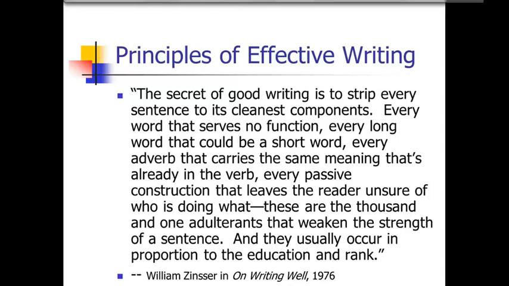He says, "The secret of good writing is to strip every sentence to its cleanest components. Every word that serves no function, every long word that could be a short word, every adverb that carries the same meaning that's already in the verb, every passive construction that leaves the reader unsure of who is doing what. These are the 1,001 adulterants that weaken the strength of a sentence. And they usually occur in proportion to the education and rank." And I find that last part especially amusing since I tend to teach people who are highly educated and high in rank.